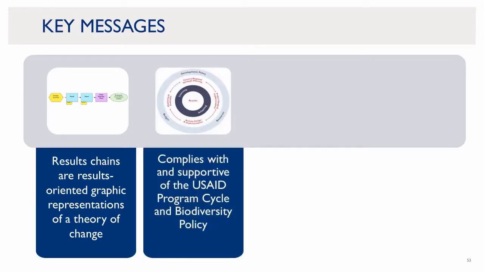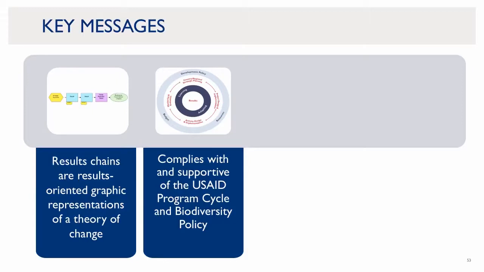Results chains help support the implementation of the USAID program cycle and biodiversity policy. Specifically, results chains are one of the options teams can use to meet the project requirement for a logic model. They are also an option for the recommended logic model at the activity level.